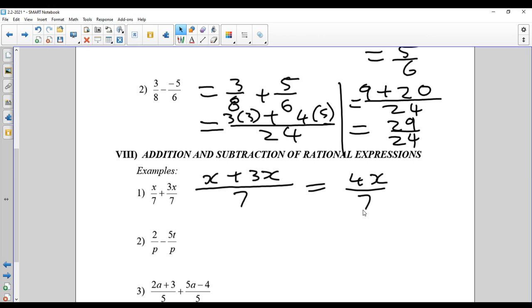That's good. Second question, same thing. I have a common denominator from the start. And that denominator is p. So I'm going to say, okay, I don't have to multiply the top by anything because the denominator is already p. So it's just going to be 2 minus 5t. That's all it is. That can't be reduced. I can't put any like terms together here. So that question is done.